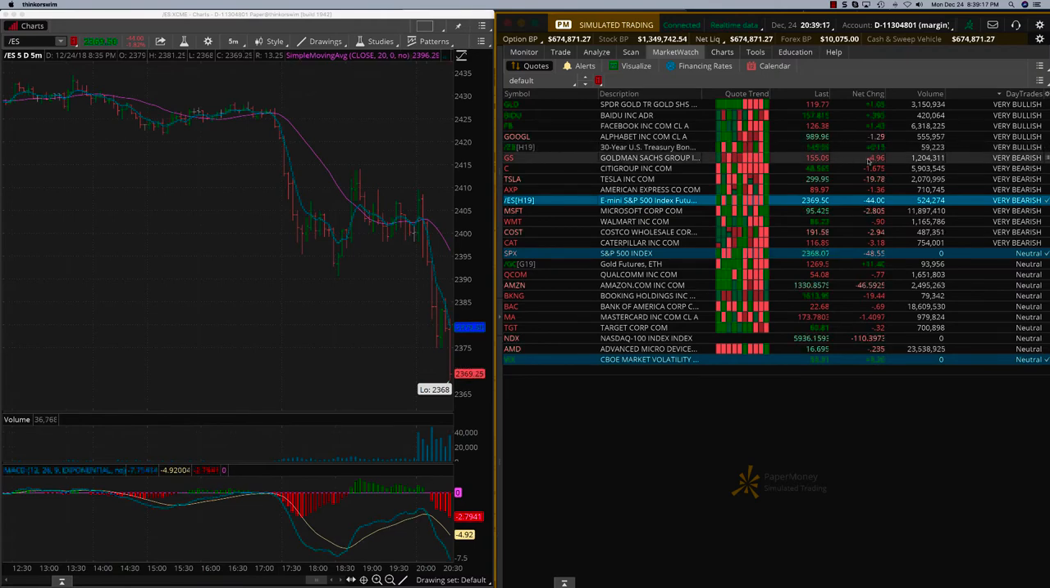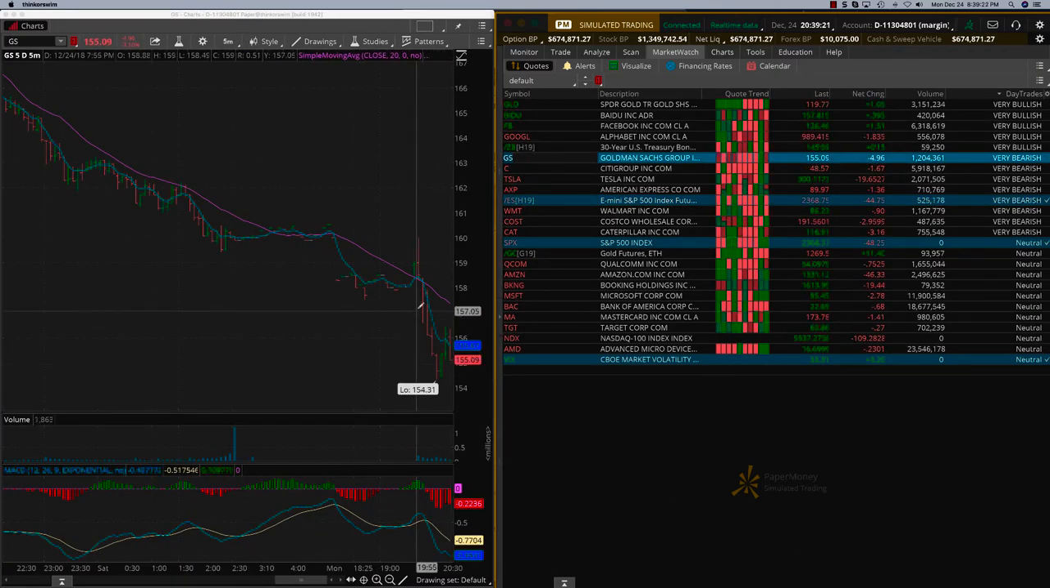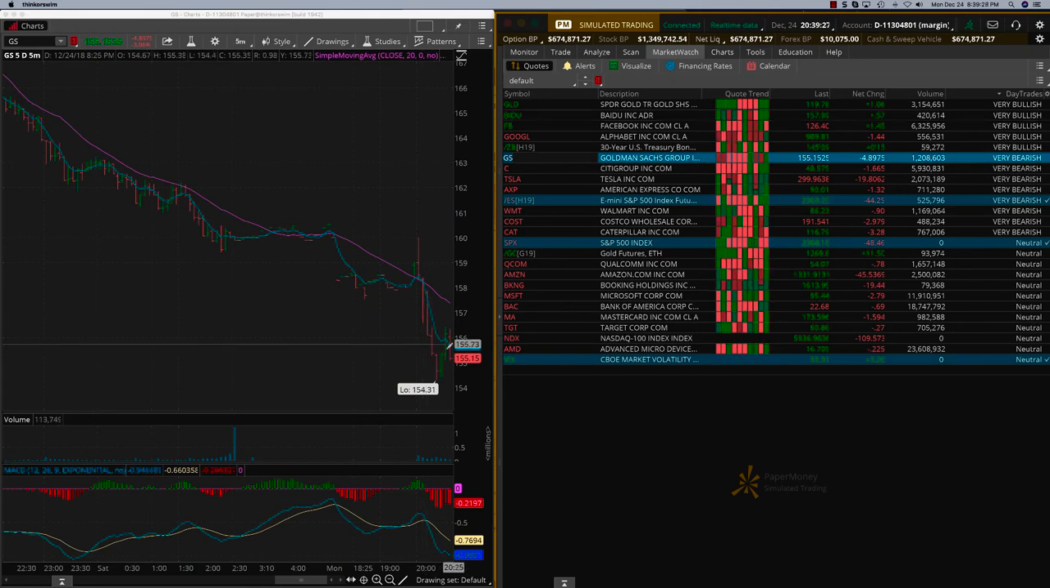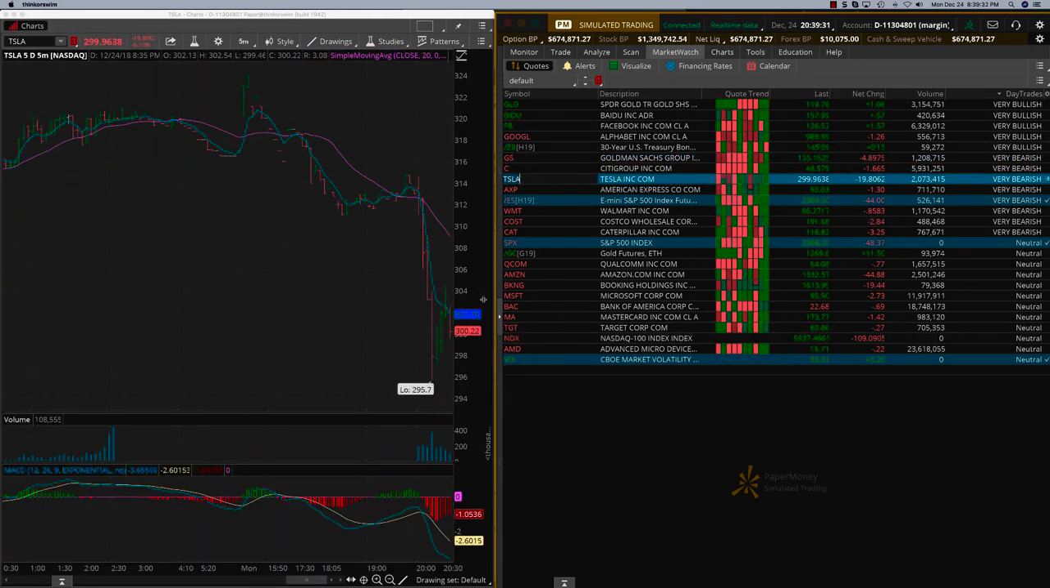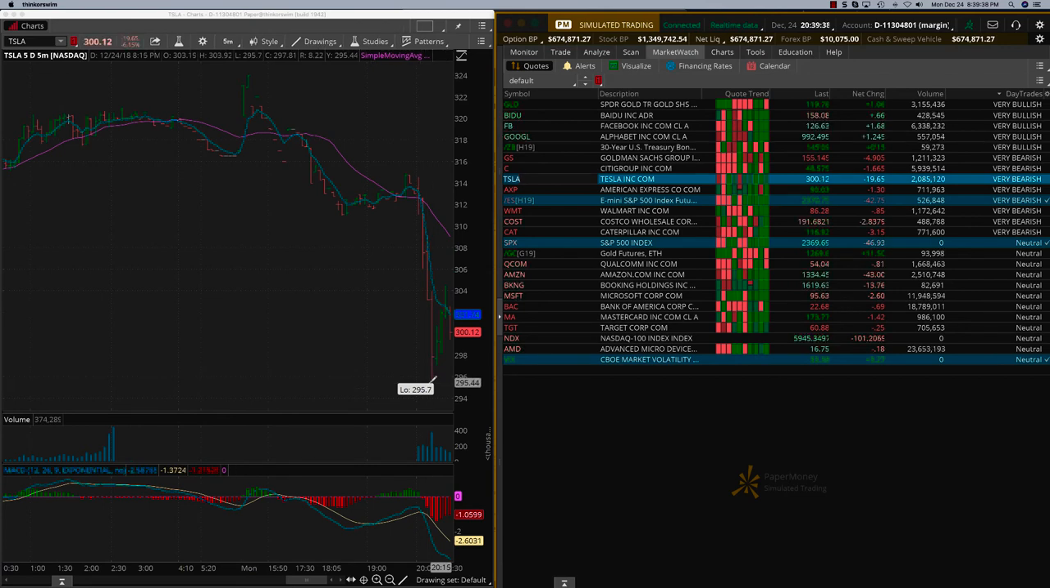Even Goldman Sachs is down $5 now. If you see Goldman, it's right here. And so we had caught Goldman on the very first bar after market open, or the second bar, so somewhere here. And now it's gone down to 155. Similarly, Tesla also, we had caught it around 308 or something like that, and now it's gone down to 300. In fact, it went down to 295 as well.